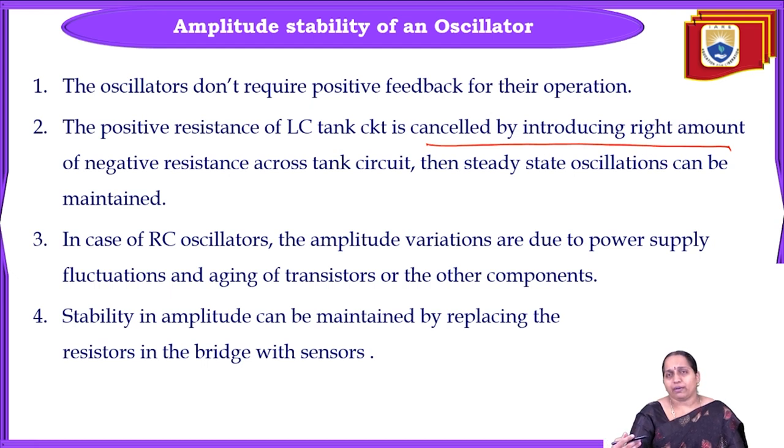So, to overcome the amplitude variations due to the positive resistance of the LC tank circuit, we will connect the right amount of negative resistance across the tank circuit. That is how we can overcome amplitude variations in an LC oscillator.